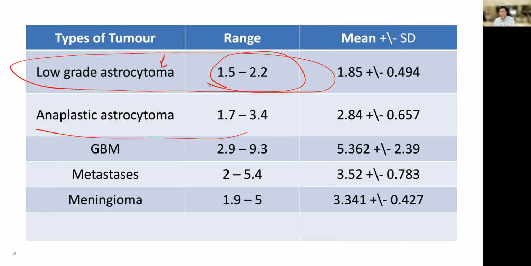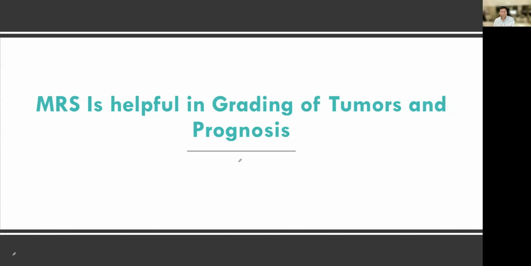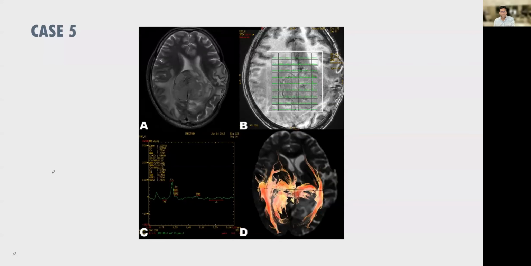So anaplastic astrocytomas are grade 2, grade 3, 4 neoplasms. You will get this range. That is why I wantedly kept 2.1 as an intermediate grade, and the GBM, which is very high grade, goes beyond; the choline creatinine is very high. So that is the prognosis.